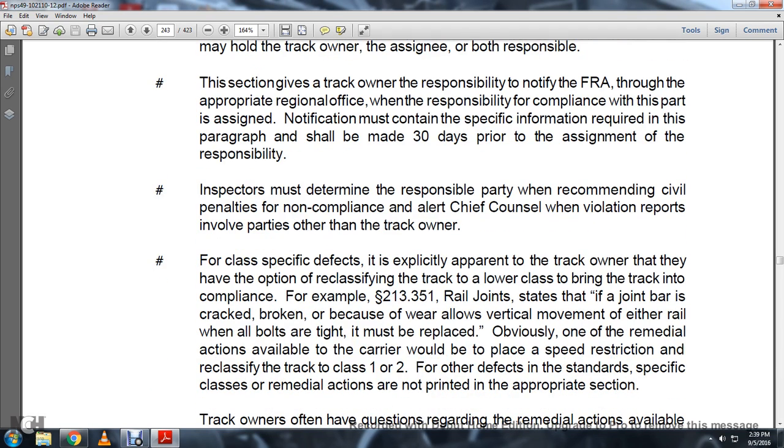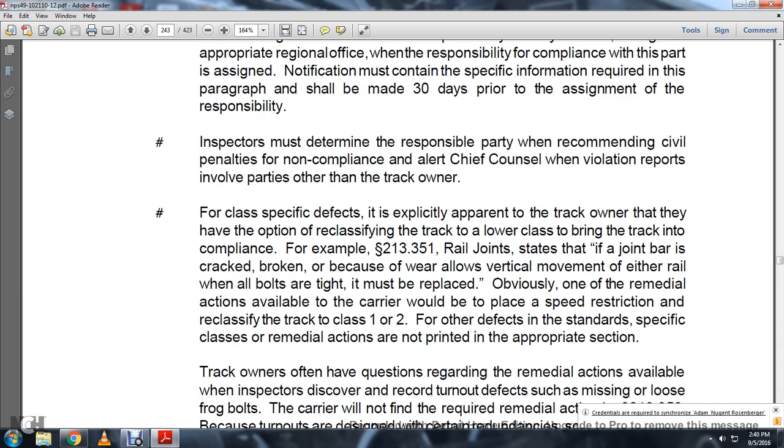For class specific details, it is explicitly apparent to the track owner that they have the option of reclassifying the track to a lower class, bringing the track into compliance. For example, 213.351 on rail joints states that if a rail joint is cracked or broken, or because of wear allows vertical movement, or either all the bolts are not tight, it must be replaced. Obviously, one of the remedial actions available to the carrier would be to place a speed restriction and reclassify the track to class 1 or 2. For defects and standards not specific to the class, remedial actions are not prescribed in the appropriate section.